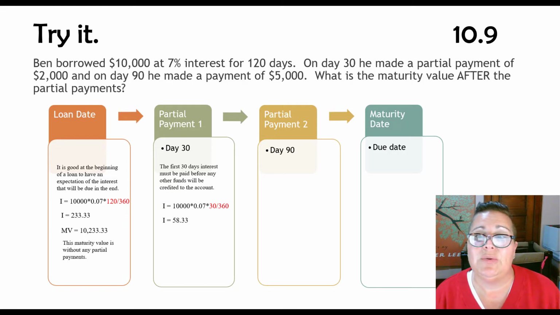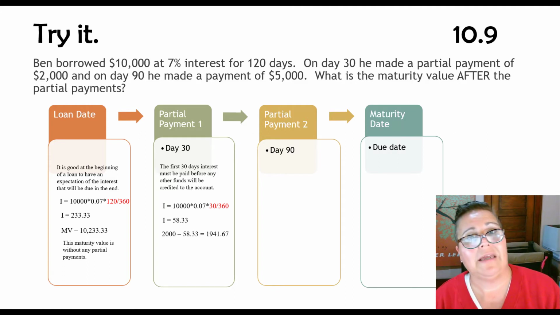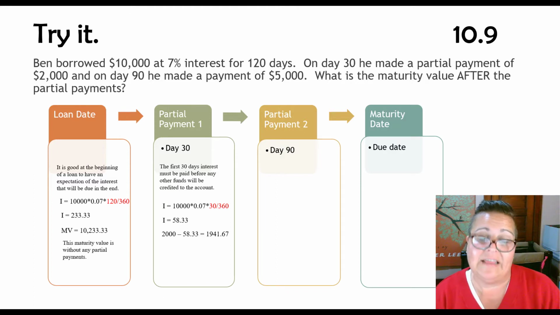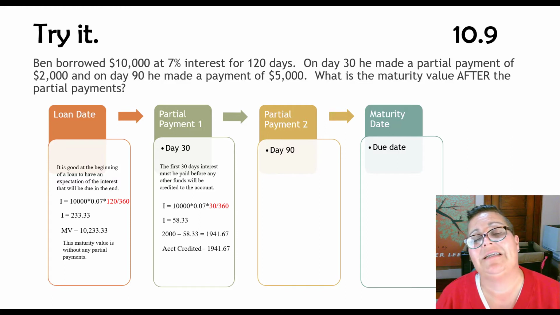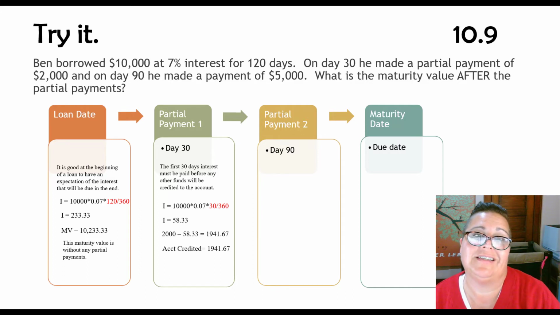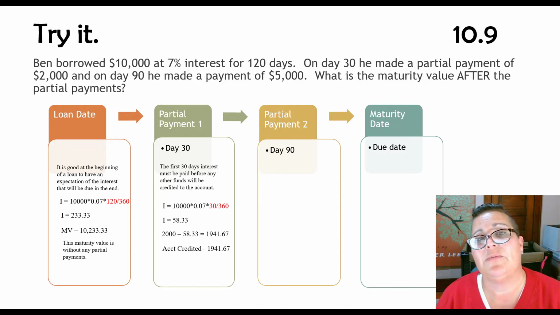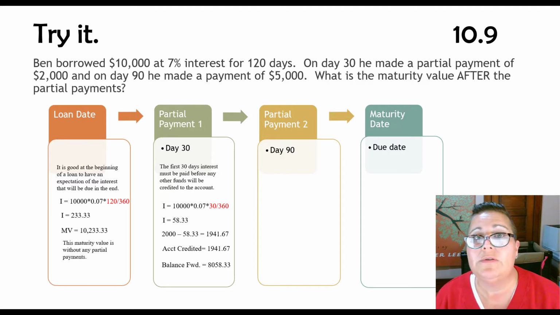That means that in the $2,000 payment, we have to take off the $58.33 because we're not going to get credit for paying that amount. The bank is going to take their interest first. So that's the U.S. rule. The bank takes the interest first. So we're going to take that $58.33 off of the $2,000, meaning $1,941.67 is what's credited to the account. $1,941.67 can be subtracted from the $10,000 we owe, or Ben owes, leaving $8,058.33.